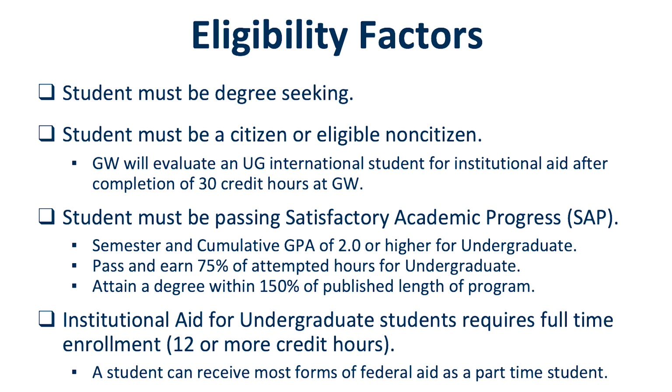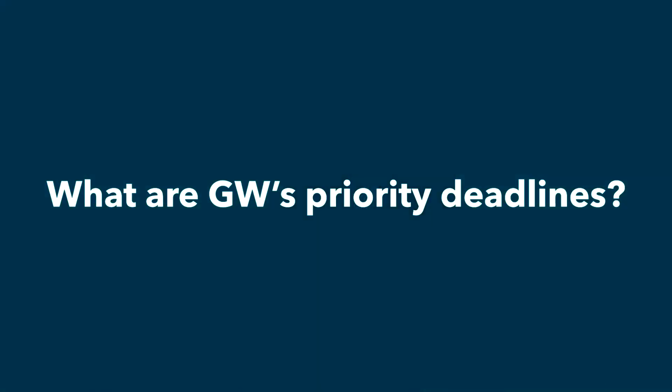Institutional aid for undergraduates requires full-time enrollment. That's 12 or more credits. A student can receive most forms of federal aid if they're a part-time student, but they can only get loans. They can't get scholarships or grants.